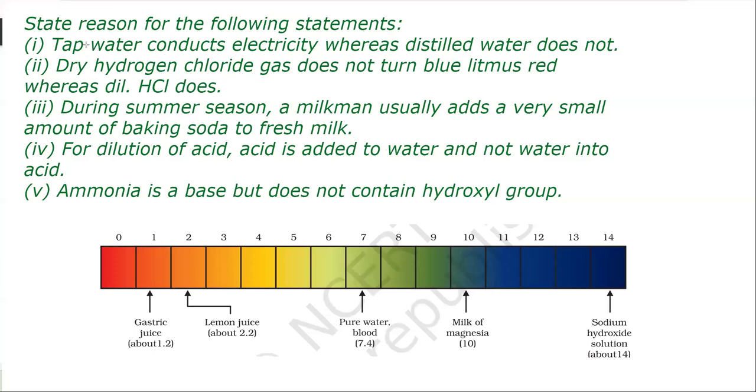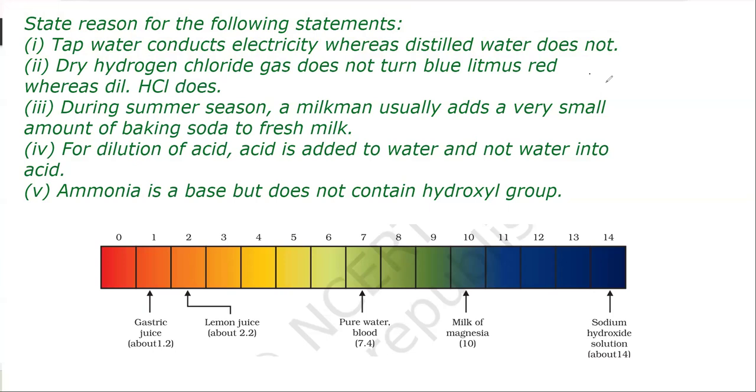Now we have the third question here. It says, whatever be the number, we have to state the reason for the following. The first part is tap water conducts electricity while distilled water does not. You should know that for any liquid to conduct electricity, or say electrolyte, it must have some ions present. Ions can be positively or negatively charged ions.